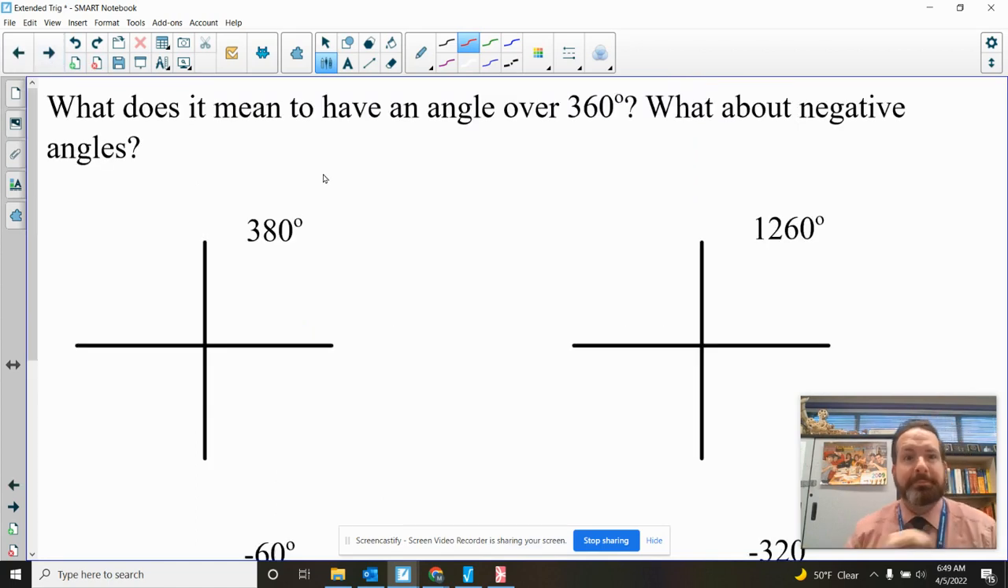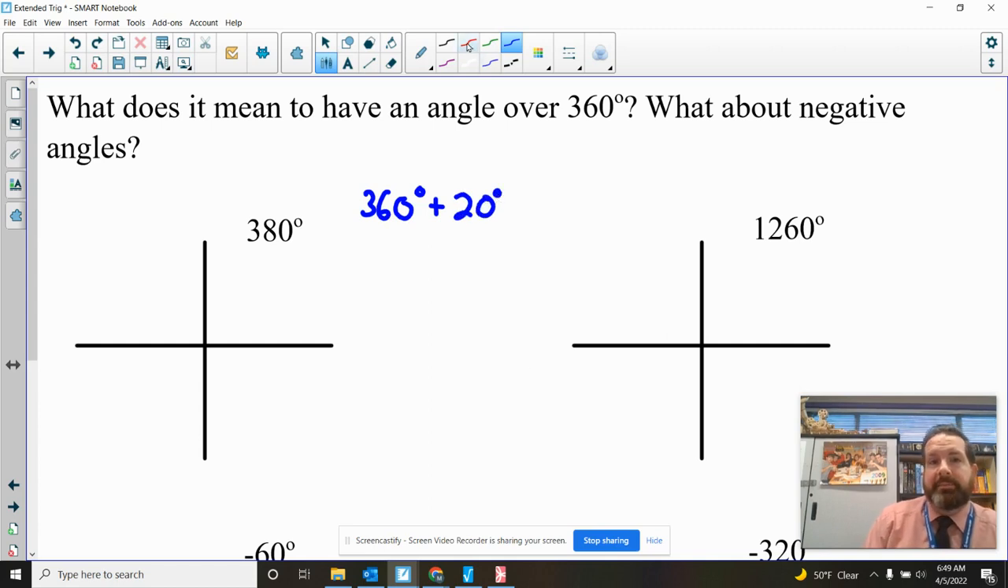Okay, let's continue on here. Some of the angles we work with are going to be bigger than 360, meaning more than a full rotation, and some angles we work with are going to be negative. I want to make sure we understand what those mean. When you have an angle that's bigger than 360, I want you to take a look at how that angle is put together. So 380, that's 360 plus another 20.